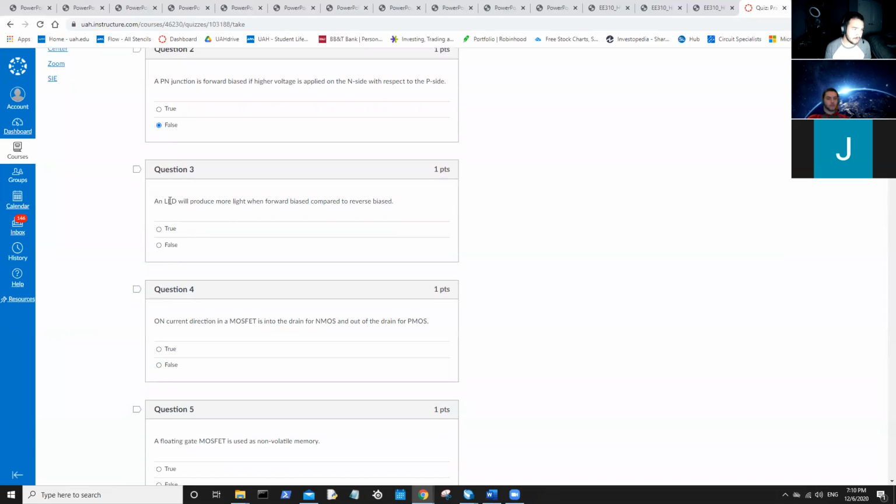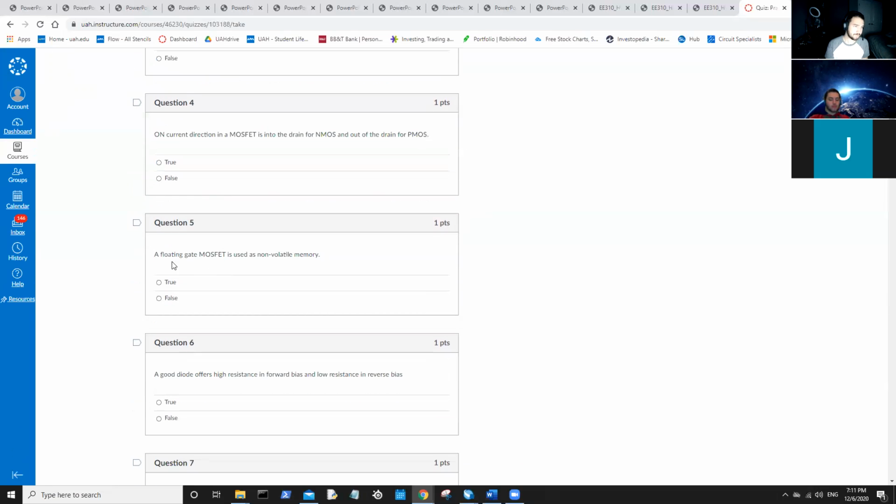And then right here, this is a question that if you've ever plugged an LED in before, you'll know the answer to. An LED will produce more light when forward biased. We're aware that an LED is a PN junction, and we also know that if you plug an LED in the wrong way, it doesn't generate any light. When it's plugged in the wrong way, it's reverse biased. Therefore, it will produce more light when forward biased. That's correct, because it produces very little, if not zero light at reverse bias.